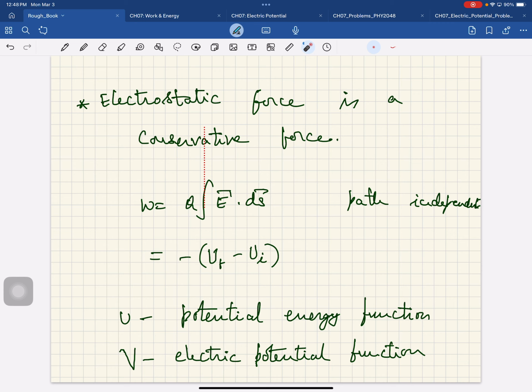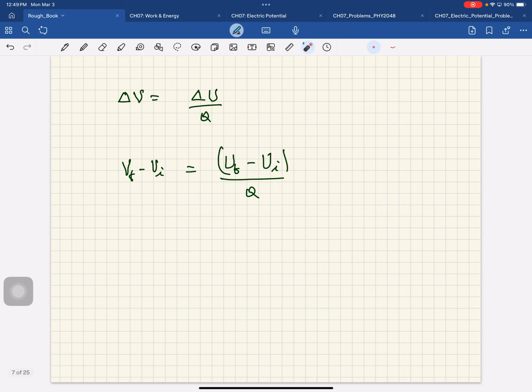So that's the potential energy function. It will turn out that you want to define something called the electric potential function, which is just the potential energy divided by charge. So the change in electric potential is the change in potential energy divided by charge, the charge that is moving. So electric potential is the potential energy per unit charge. All right, so we'll learn all of this stuff.